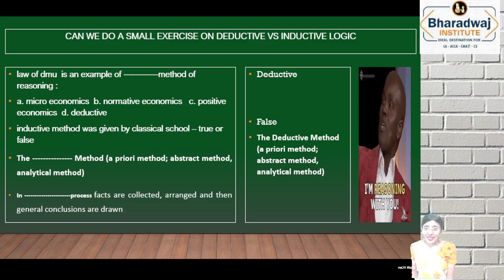Last one. Look at this little tricky question. In the dash process, facts are collected, arranged, and then conclusions are drawn. What method is it? Inductive. Okay, inductive is fact based, deductive is thinking based. But here the answer is not deductive. There is a name given for the induction process and the deduction process. If you can recollect, deductive method is also known as the dash process. Inductive method is also known as the dash process.